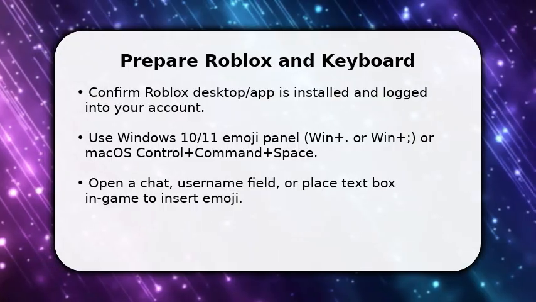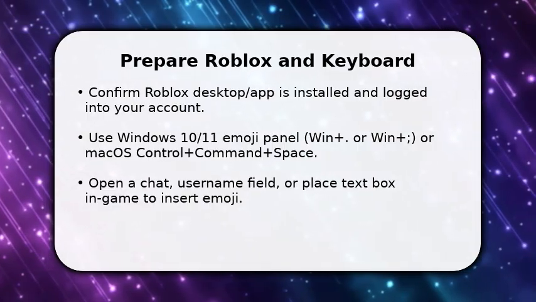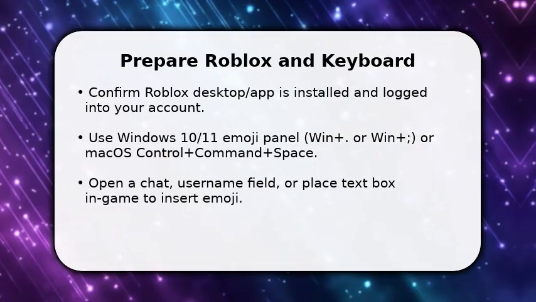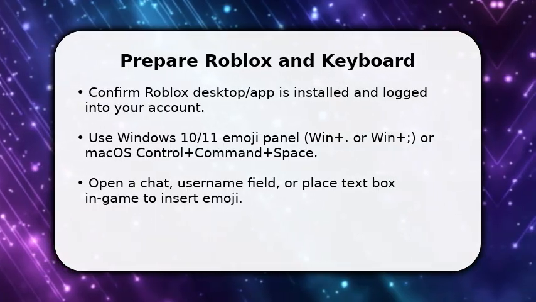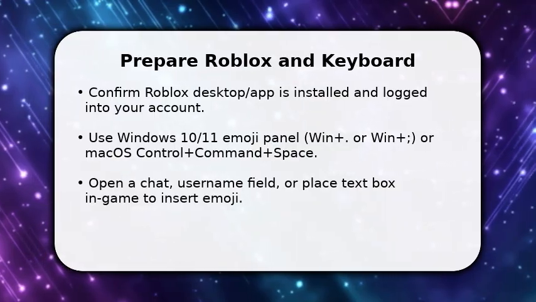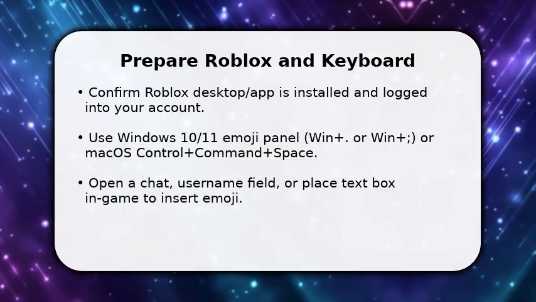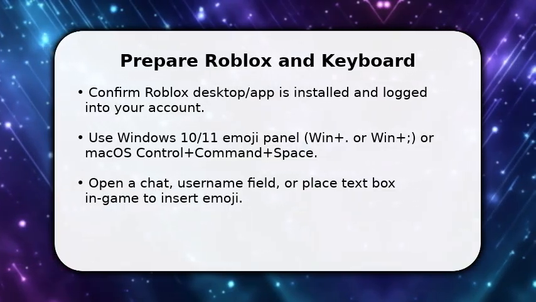You start by opening Roblox where you want to insert emoji, because context matters for whether emoji will display. Once the game or chat is open, bring up your laptop emoji input. On Windows, press Win plus period or Win plus semicolon, and on Mac OS, use Control-Command-Space. You do this now so the characters are ready to paste or type directly.